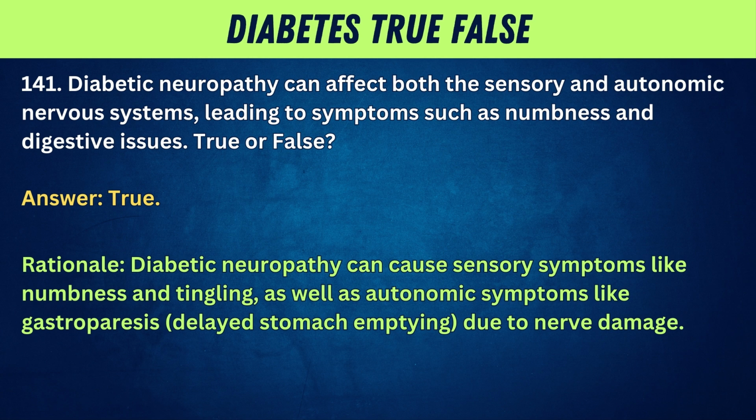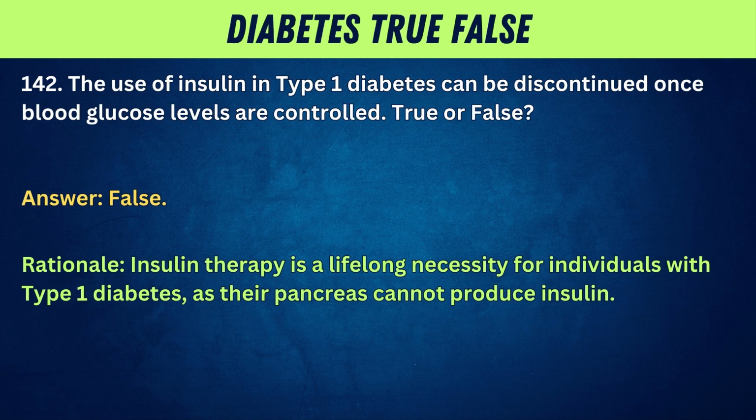141. Diabetic neuropathy can affect both the sensory and autonomic nervous systems, leading to symptoms such as numbness and digestive issues. True or false? Answer: true. Rationale: diabetic neuropathy can cause sensory symptoms like numbness and tingling, as well as autonomic symptoms like gastroparesis, delayed stomach emptying, due to nerve damage. 142. The use of insulin in type 1 diabetes can be discontinued once blood glucose levels are controlled.